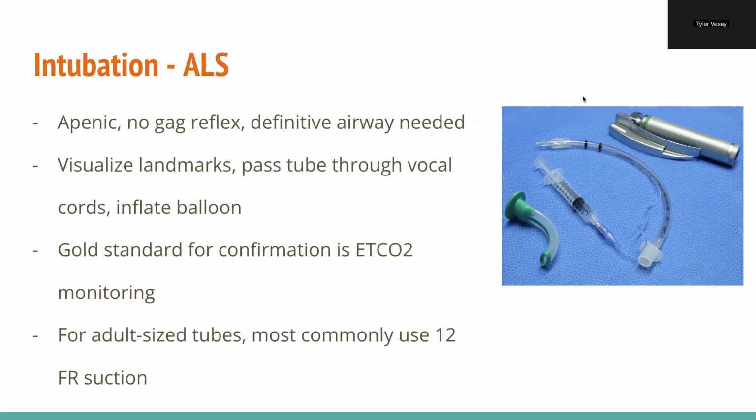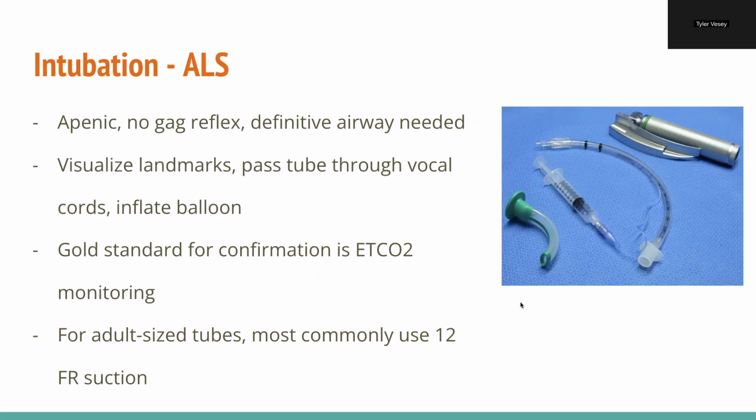Tube size, adult females, 6.5 to 7.5. Males, maybe 7.5 to 8.5. When we get to pediatrics, it's going to be their age divided by 4 plus 4. But I'm pretty sure the Broselow tape also provides you a range of references on what tubes to use. For adult size tubes, if we do need to suction them after we place, we are going to use most commonly a 12 French suction unless we have a very large tube. I think above 8.5, you can use a 14 French.